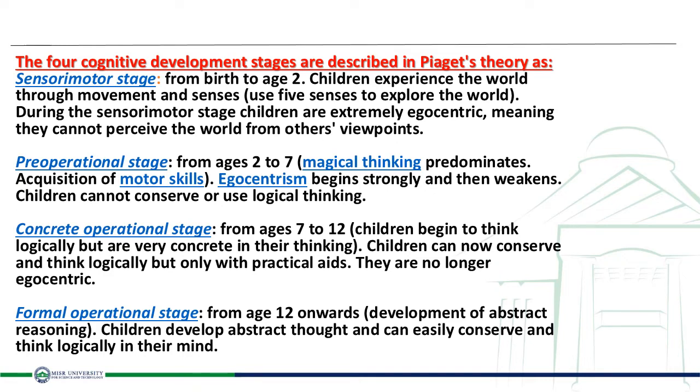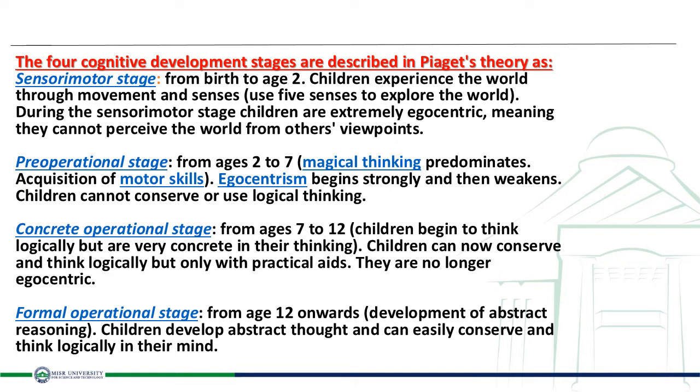What about the second stage, the pre-operational stage? It is from age 2 to 7. The main three characteristics in this stage are, number one, magical thinking predominates. I mean by magical thinking, illogical thinking. The second characteristic is the acquisition of motor skills. This stage is characterized by rapid motor development.